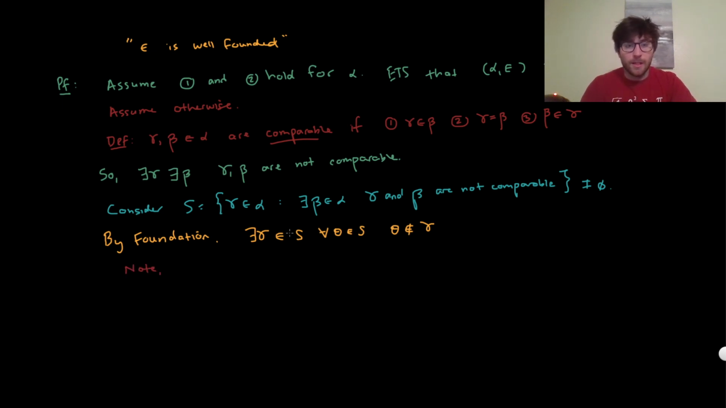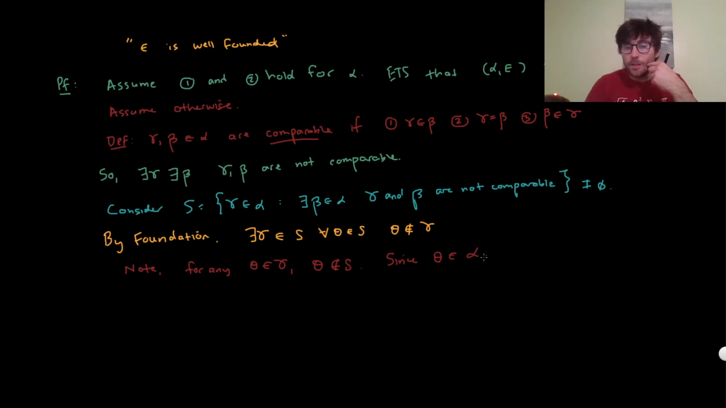So note, what do we get from this? For any theta that's in gamma, it must then be the case that theta is not in S. But we can actually say something a little bit stronger. To not be in S means what? It means that you're either not in alpha, because S is all the things in alpha that satisfy something, or you're comparable with every element of alpha. But theta is actually an element of alpha.